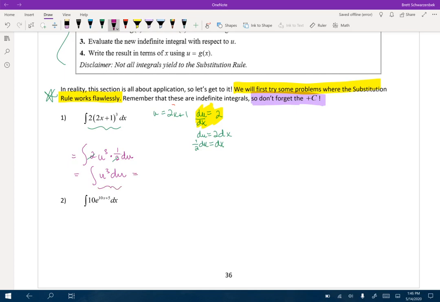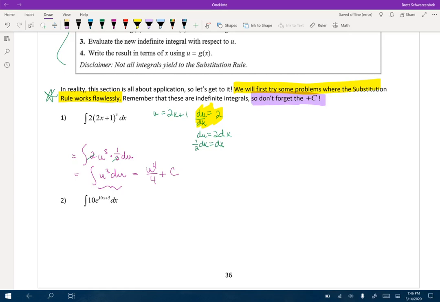If we integrate u cubed, we get u to the 4 over 4 plus c. Now this is one step away from the answer. Why is it not the answer? Because if we get a problem in terms of x, then we have to end the problem in terms of x. If I say the antiderivative of 2 times (2x plus 1) cubed is u to the 4th over 4, it doesn't make any sense. They didn't give us a u. We're using u to manipulate the problem and make it easier to integrate, but now we have to go back.